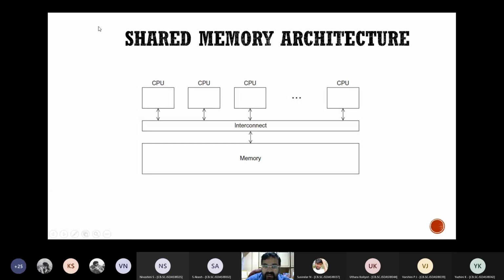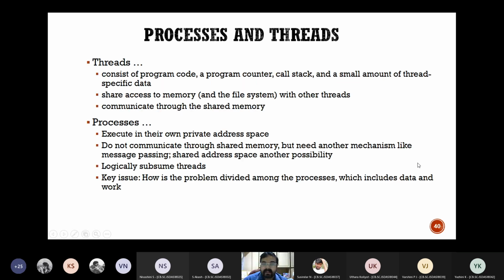And I already told you that most of these high performance computers or parallel computers or supercomputers generally have a shared memory architecture. 99% it is like that. And because of that, you need to have processes and threads. A process is basically a part of a program. A process has its own private address space. Processes do not communicate through shared memory, but need another mechanism like message passing, which we have seen in the earlier course, and so on.